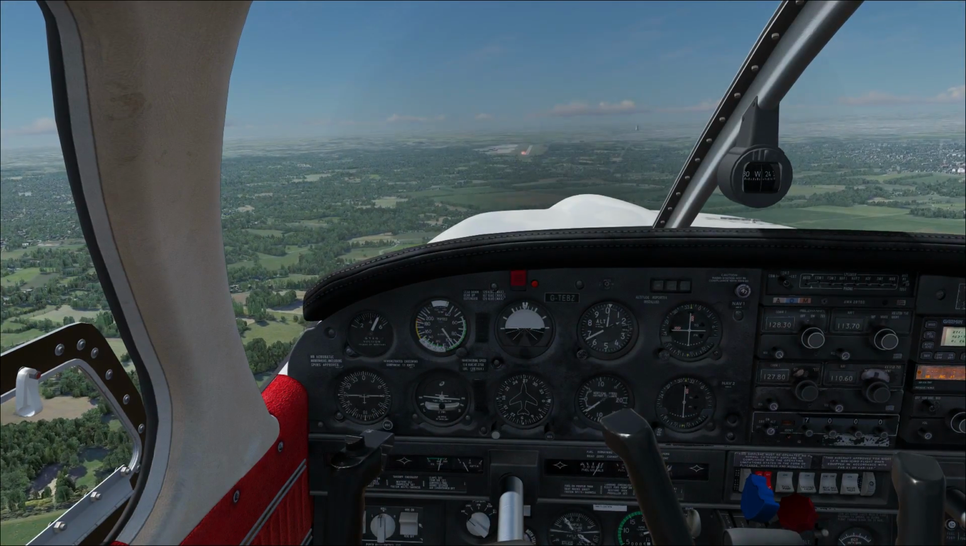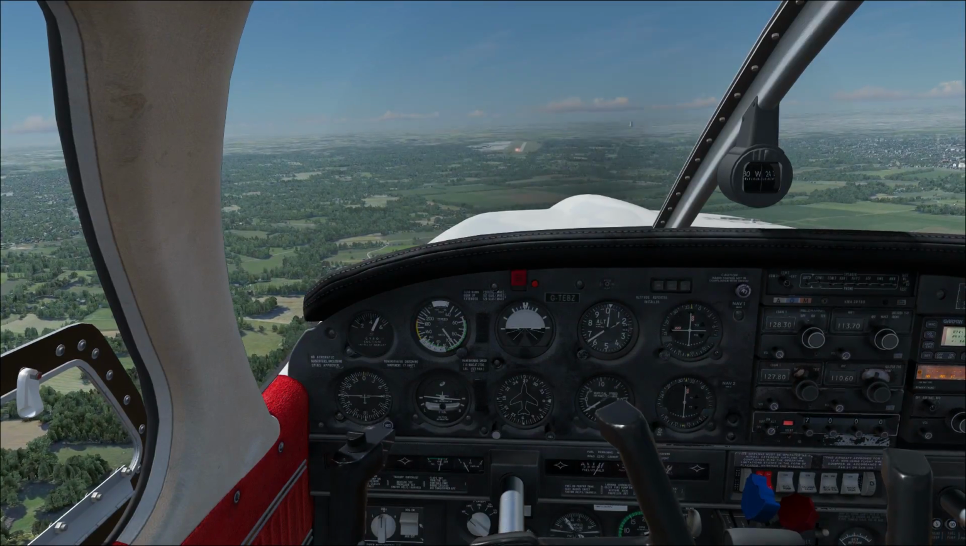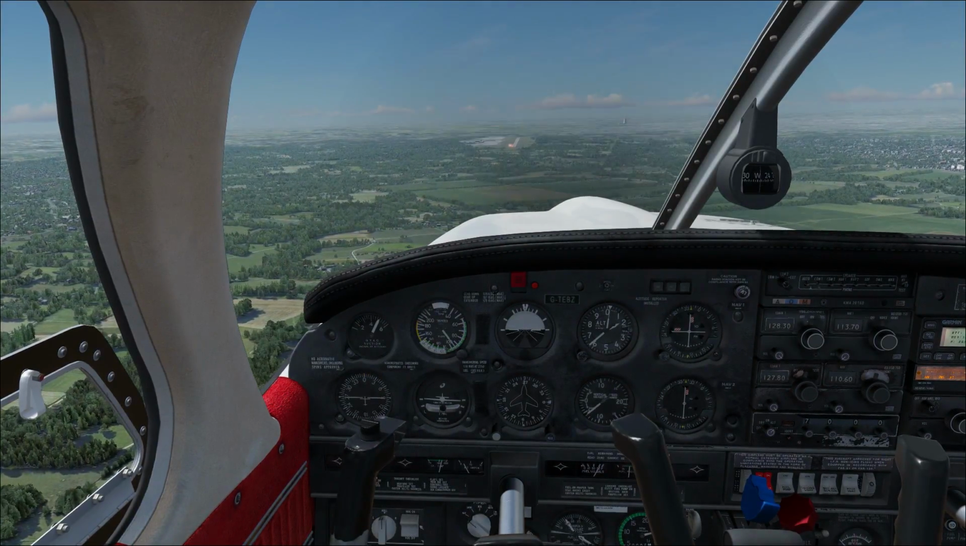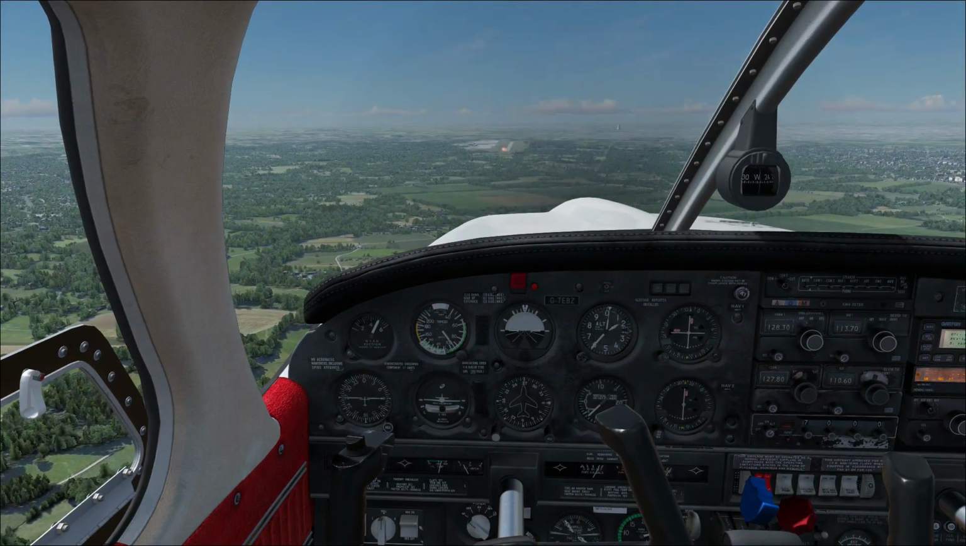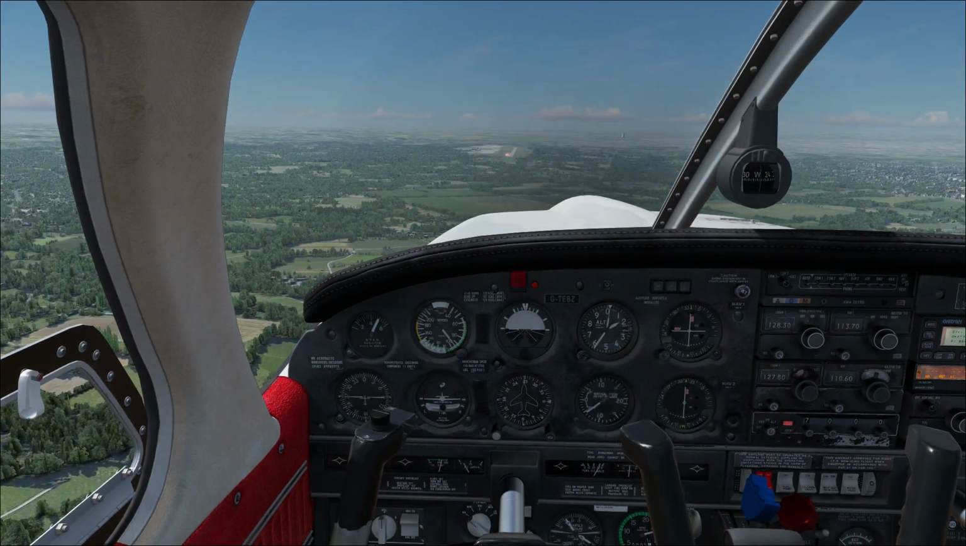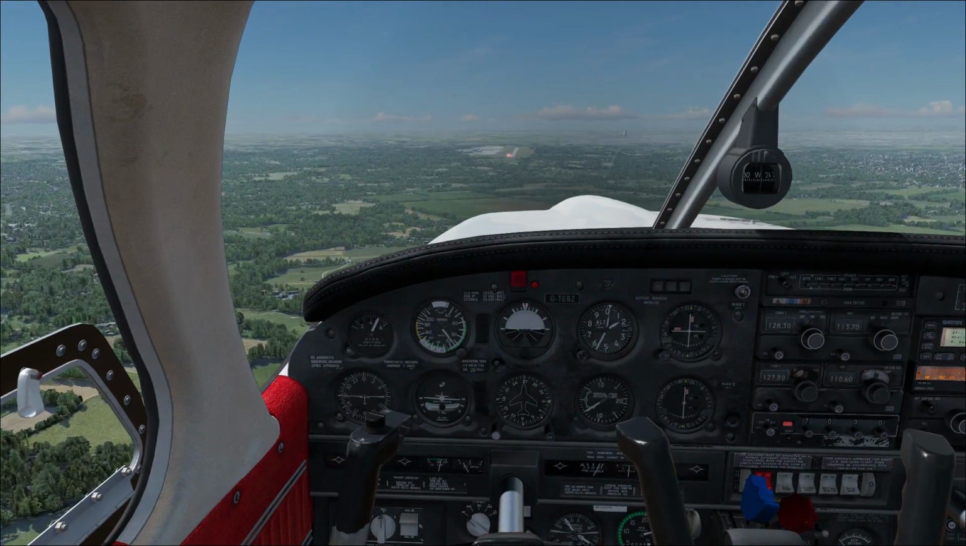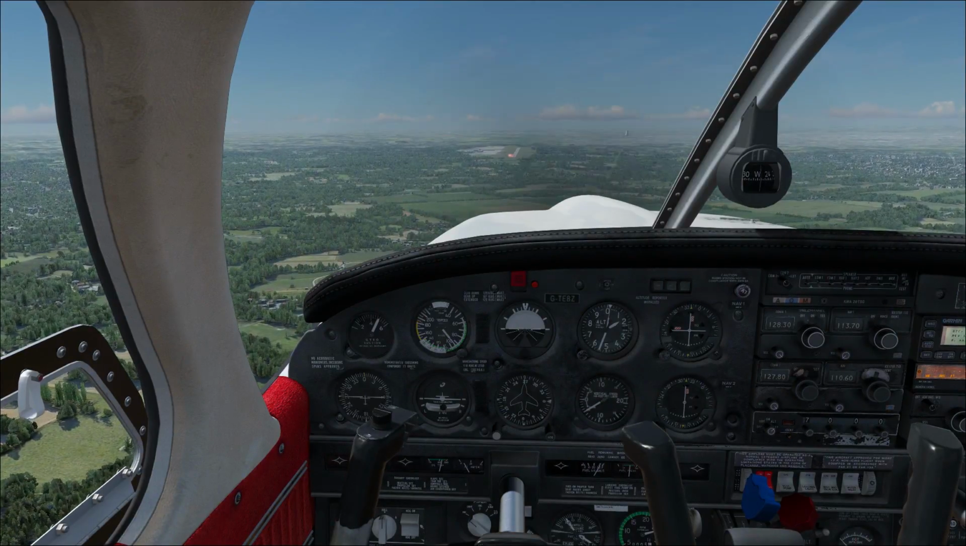So I'm actually trimming this aircraft for a descent now, which is a lot harder than trimming an aircraft for a climb. But I'll talk about that in the next episode.